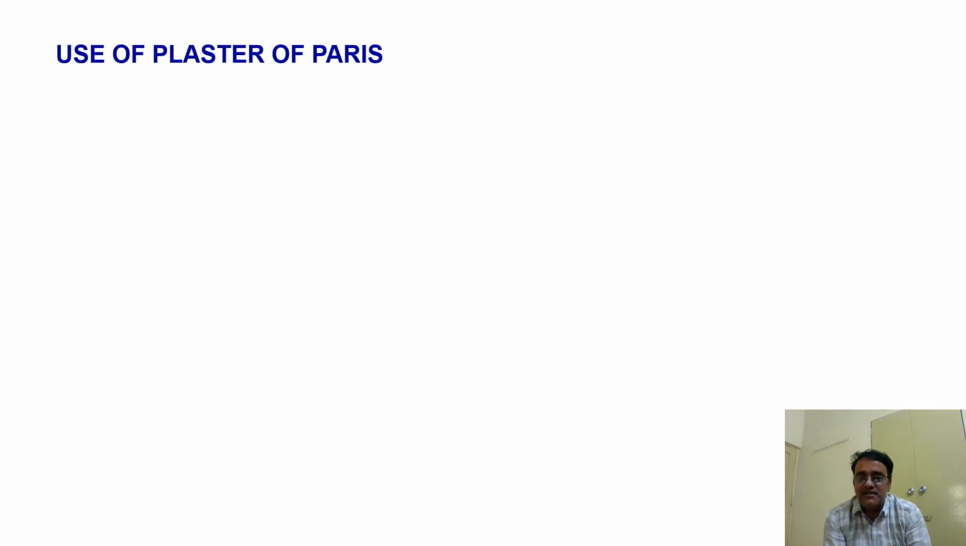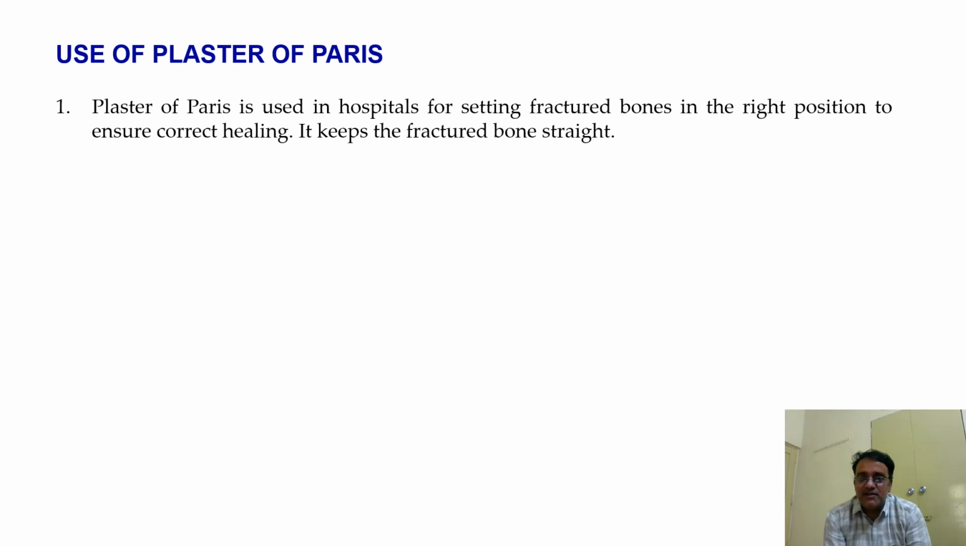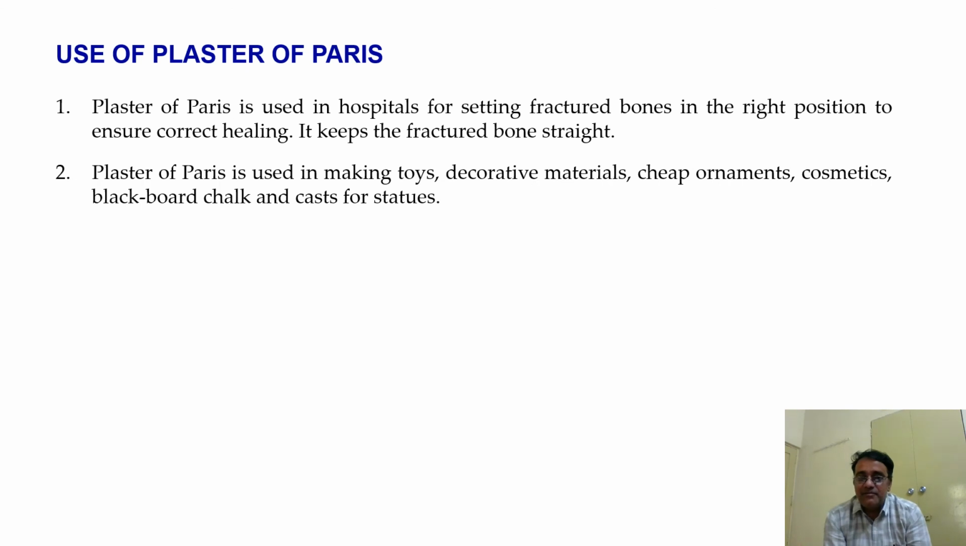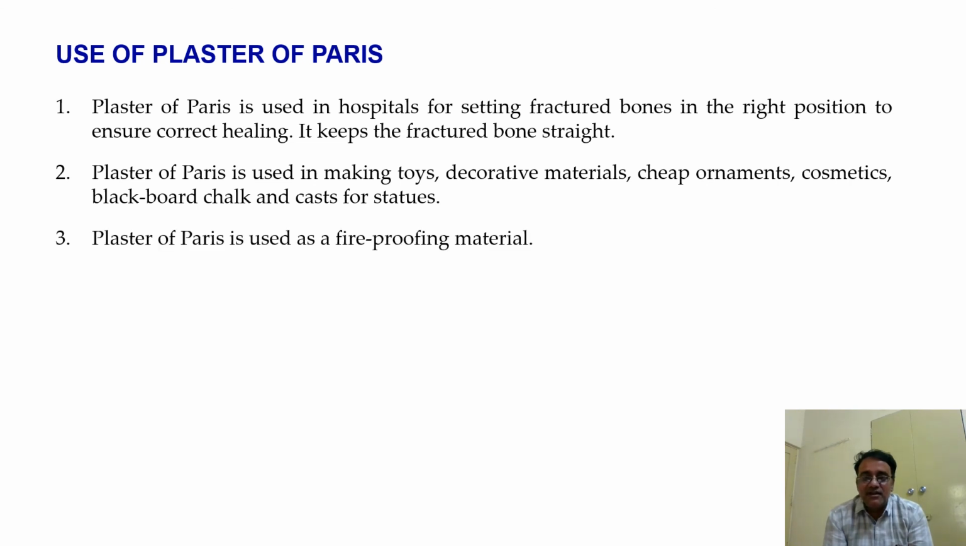Right, now we will see the uses of plaster of Paris. This is the first one. It is used in hospitals for setting fractured bones in the right position to ensure correct healing. It keeps the fractured bone straight. Plaster of Paris is used in making toys, decorative materials, cheap ornaments, cosmetics, blackboard chalks, and casts for statues. It is also used as a fireproofing material.